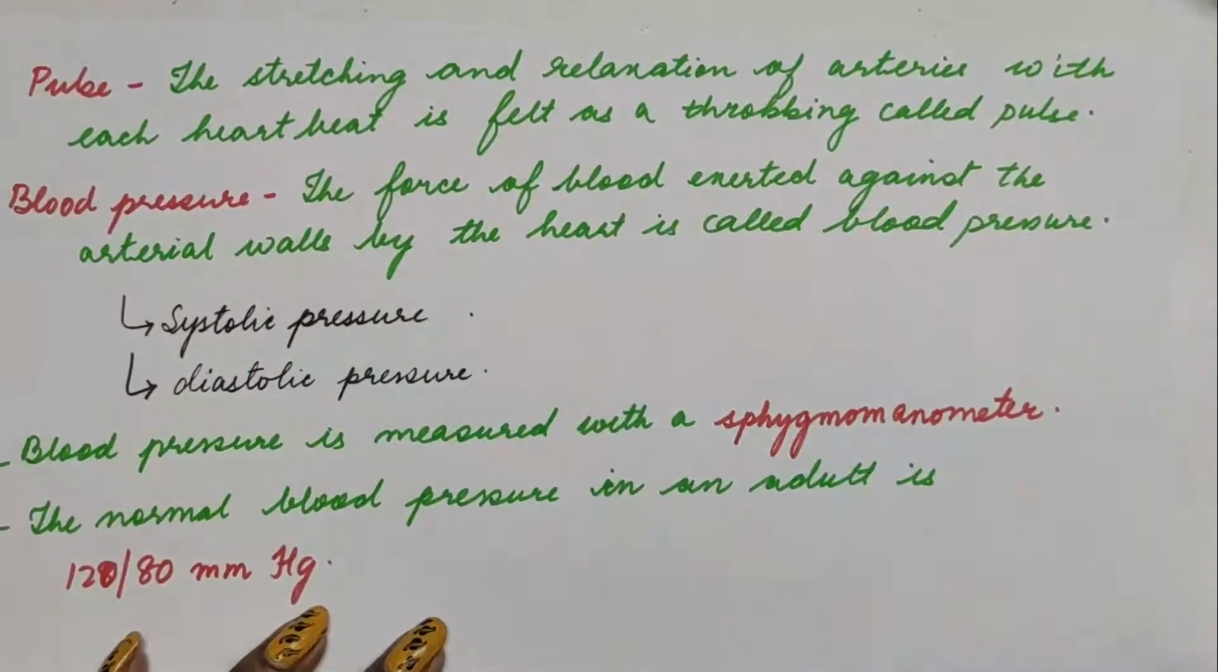Now, what is the pulse? When the left ventricle contracts and the blood is moving into the arteries, it is moving under high pressure, and the walls of the arteries get stretched by this pressure, and as the ventricles relax, the pressure comes down. So the relaxing and stretching of the arteries with each heartbeat is known as a pulse.